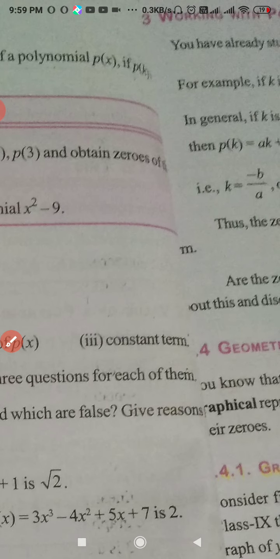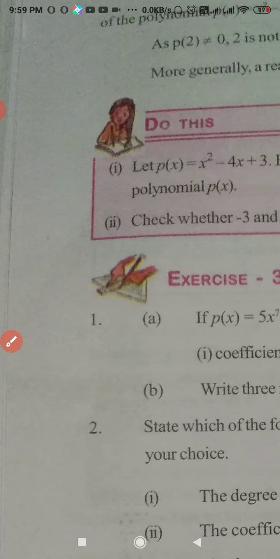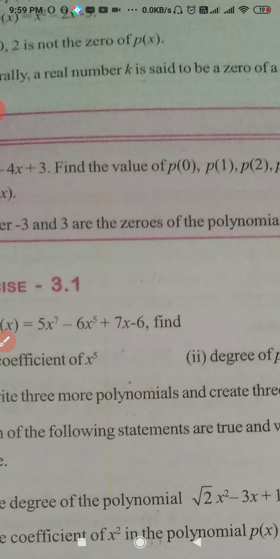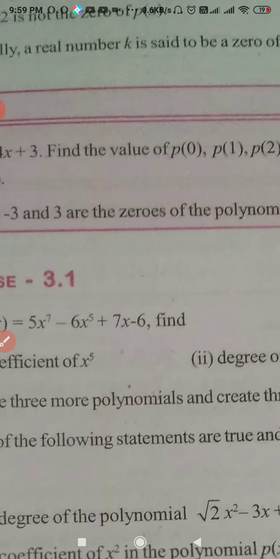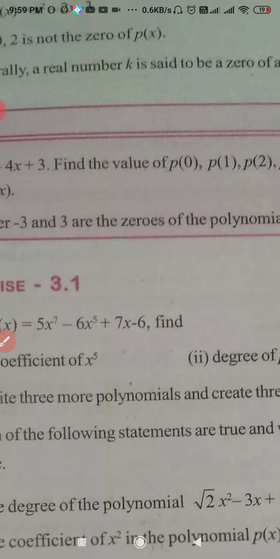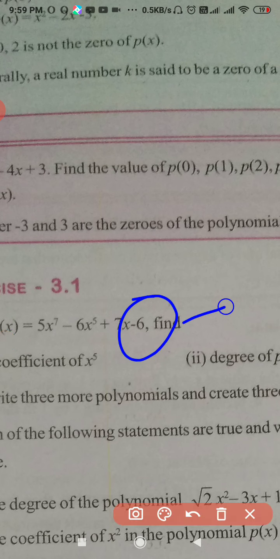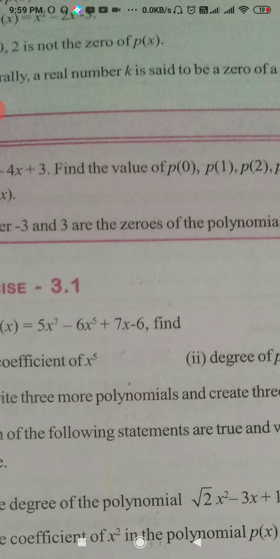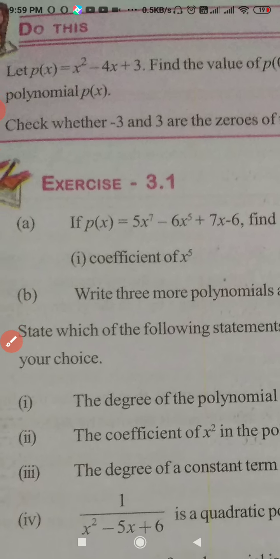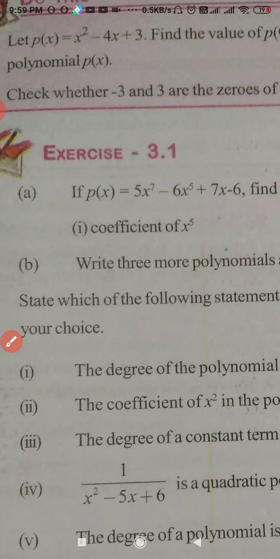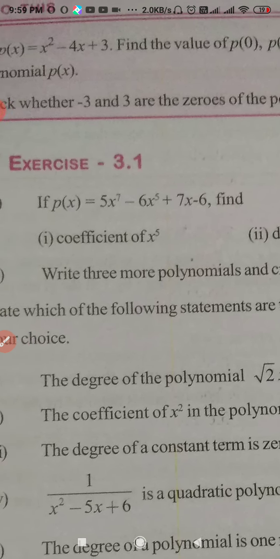Now third question is constant term. We know about constant term, that is only numerical. A numerical term is called constant. Here 6 is numerical, so minus 6 is the constant term. Okay girls, understand?